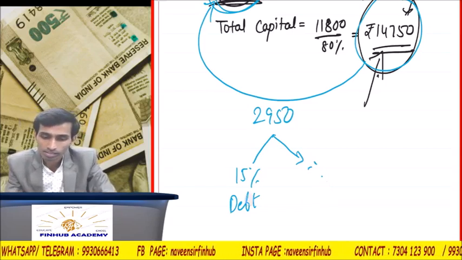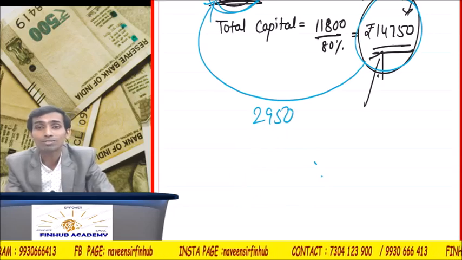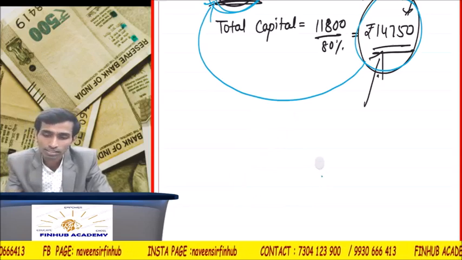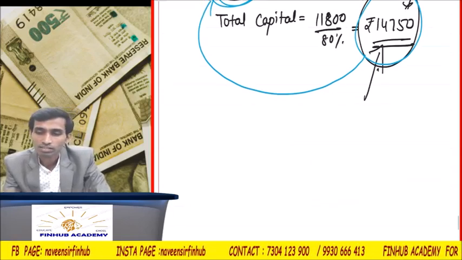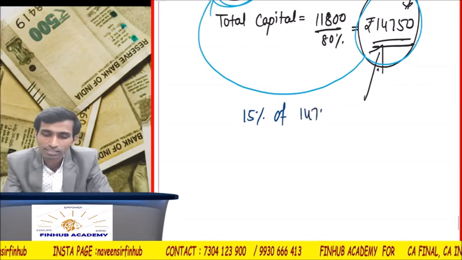15%. Yeah, 15, sorry. 15% of 14,750. Right. Please give me the figures now. 15% of 14,750. How much?